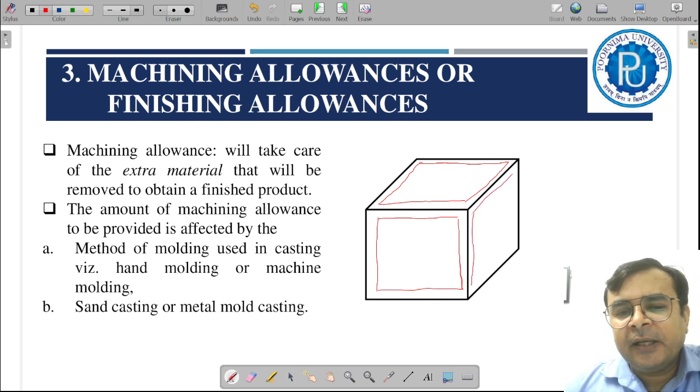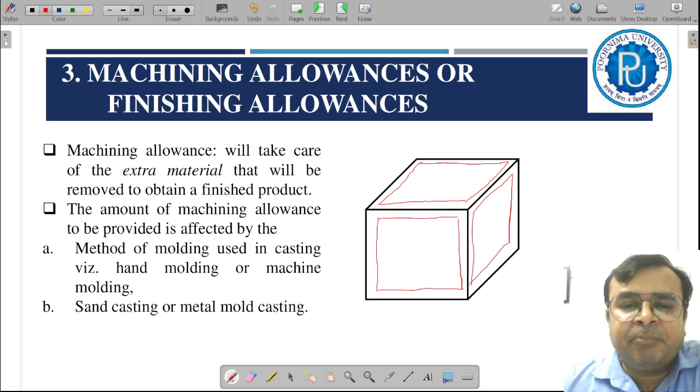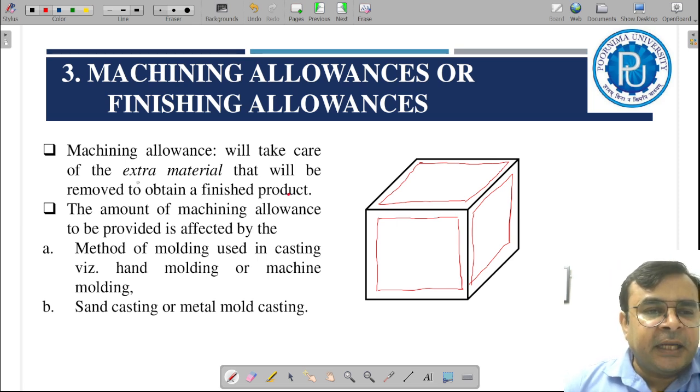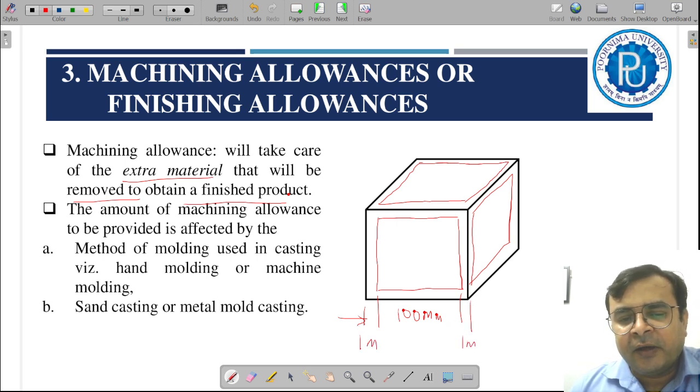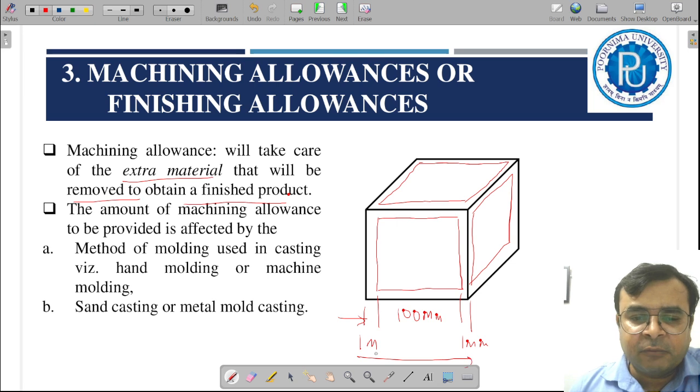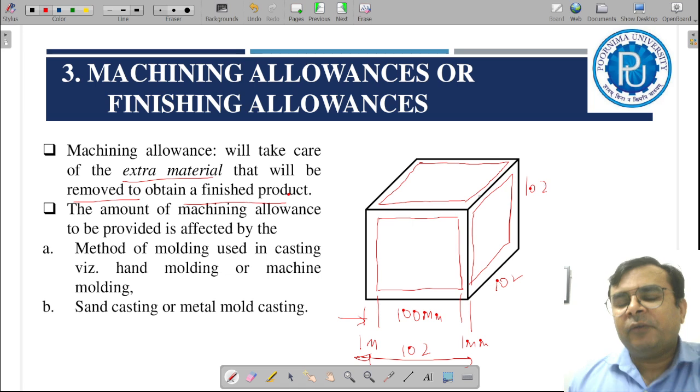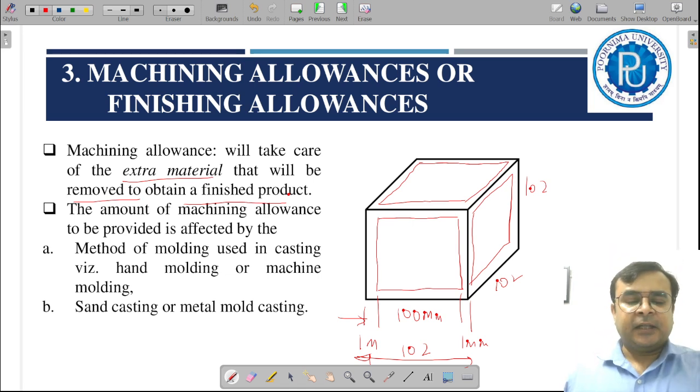And for making a bigger casting, we need to make a bigger size pattern. So this increased size of the pattern is called machining allowance. So machining allowance takes care of the extra material that will be removed to obtain a finished product. Like this, if I need to make a casting of 100 millimeter size, and I need to remove 1 millimeter from each side, then for this you need to make a 102 size pattern instead of a 100 millimeter pattern. So the total size of the pattern is 102. Similarly, this is 102 and this is 102 if it is a 100 by 100 by 100 casting.